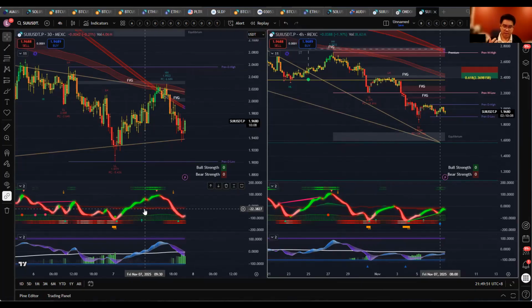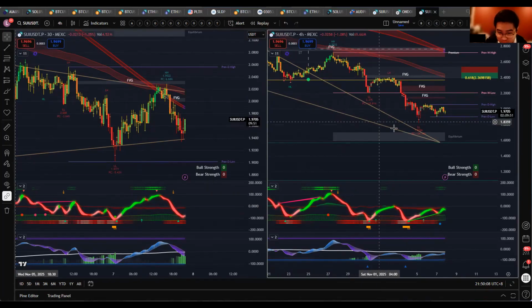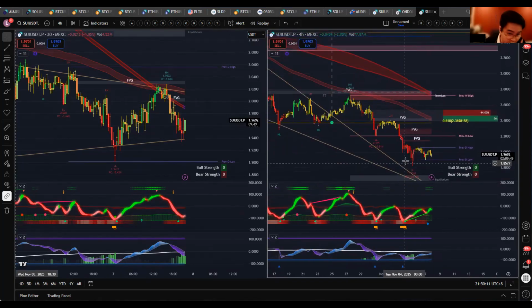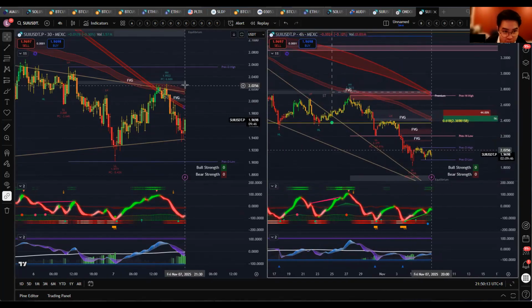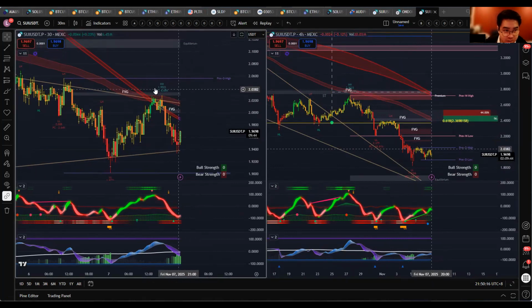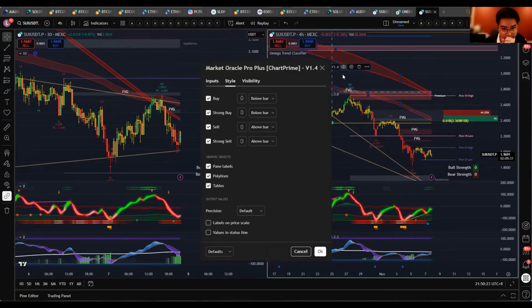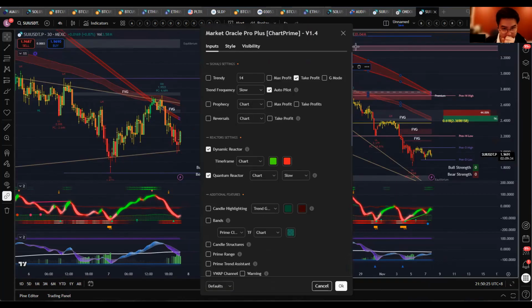I'll break this down. The first step is determining are we bullish or bearish, right? And that's important because if you don't know whether you're bullish or bearish, you shouldn't be taking a trade at all, right? So right now, what I'm going to do to determine is base it off these reactors. So this is the dynamic reactor, this is the quantum reactor. It's all in Market Oracle Pro Plus and inputs right here.